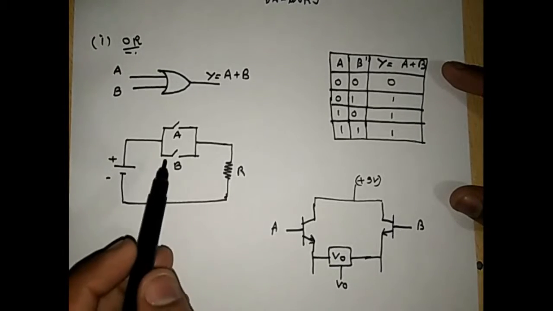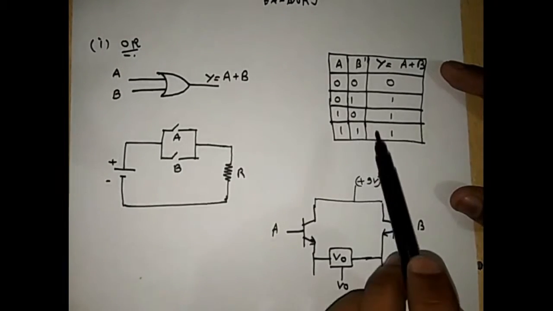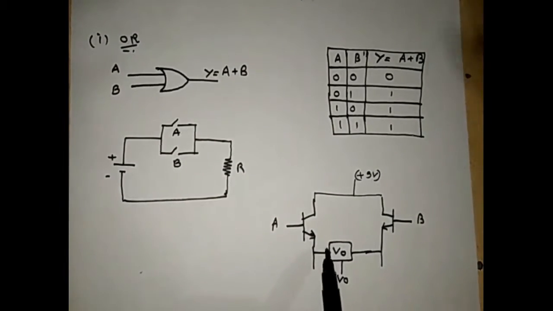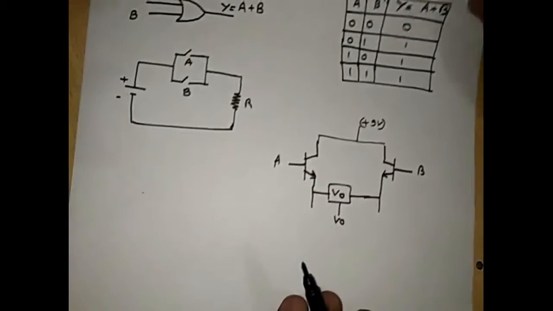We can summarize the OR gate like this. This is the truth table, and this is the internal structure of the OR gate. Okay friends, now the second gate will be our AND gate.